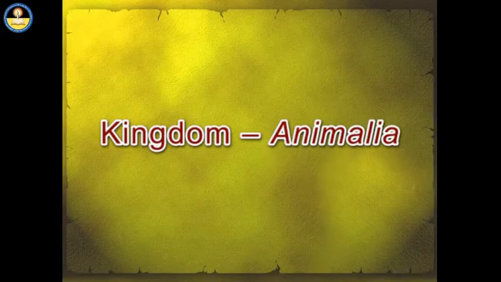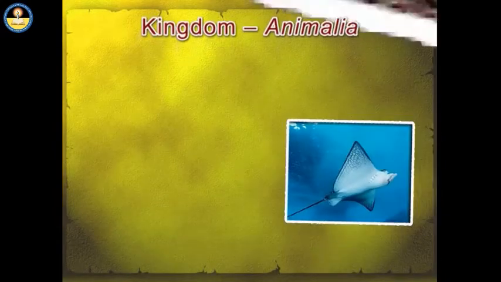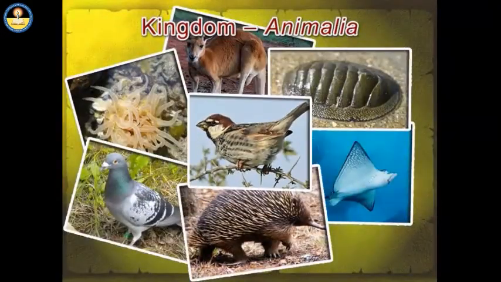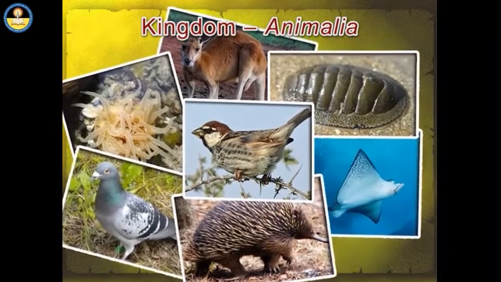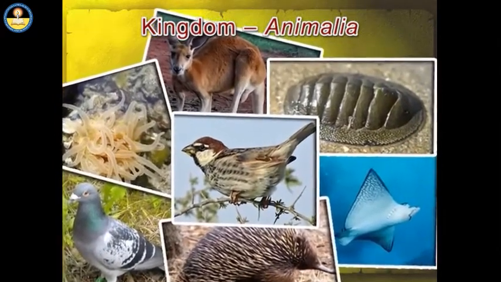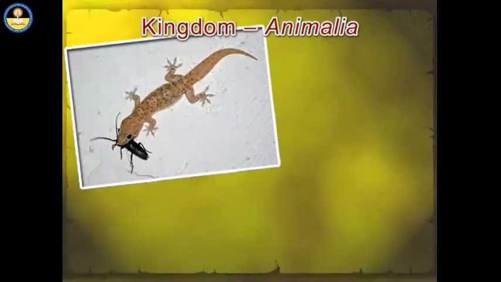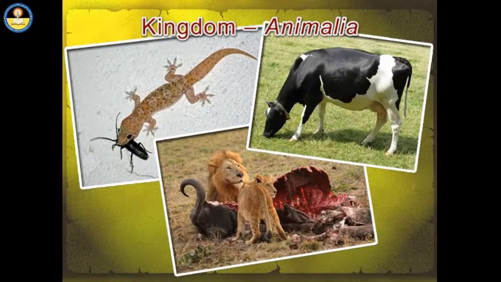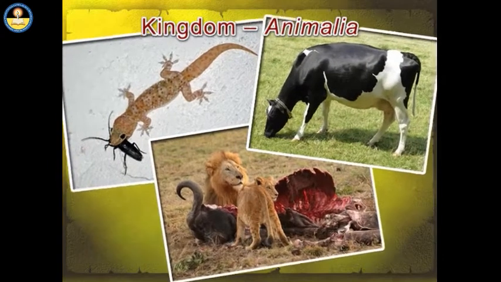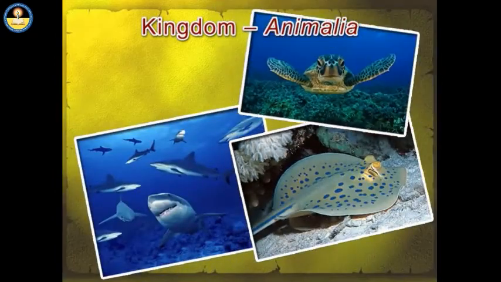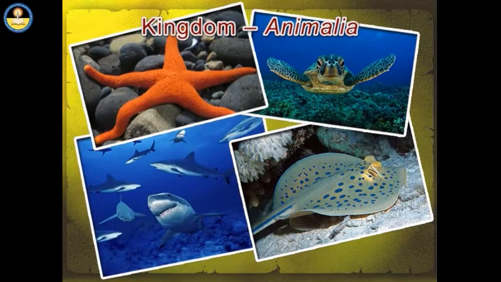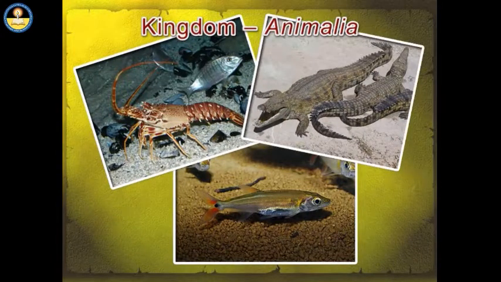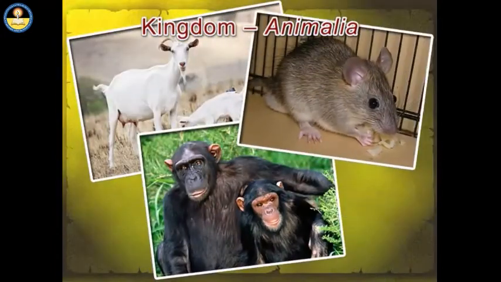Kingdom Animalia. The major group of living organisms is classified under the kingdom Animalia. All the members of this kingdom are multicellular and eukaryotes. They are heterotrophs as they depend on other organisms directly or indirectly for food. Most of the animals inhabit seas. Fewer are seen in fresh water and even fewer on land.